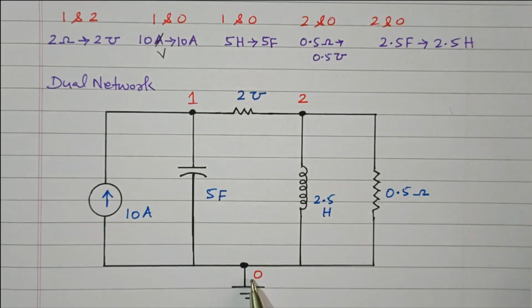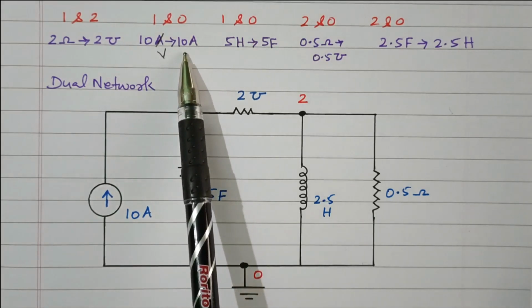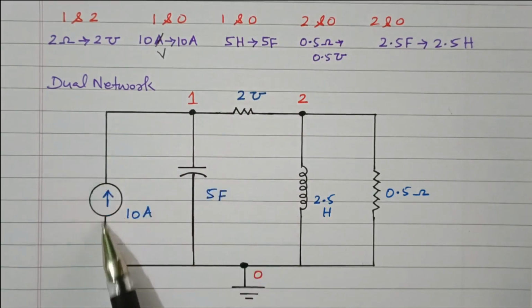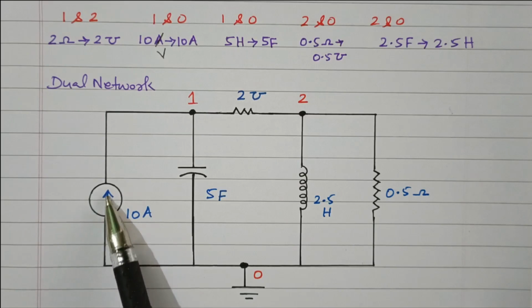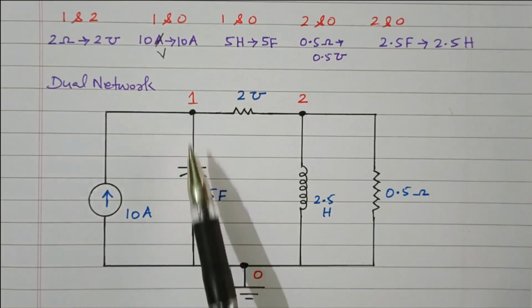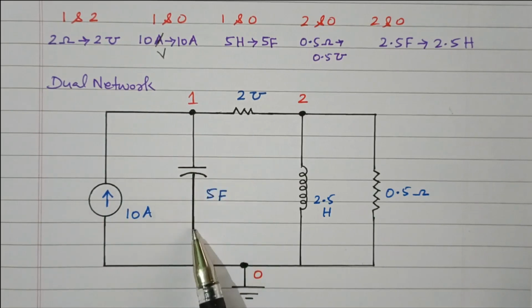Between 1 and 0, 2 elements are available. One is the current source, another one is the capacitor. So the current source is drawn here. Between 1 and 0, the current source of 10 ampere goes in the upward direction because of the rise in potential. One more element between 1 and 0 is the capacitor, the 5 Farad capacitor.